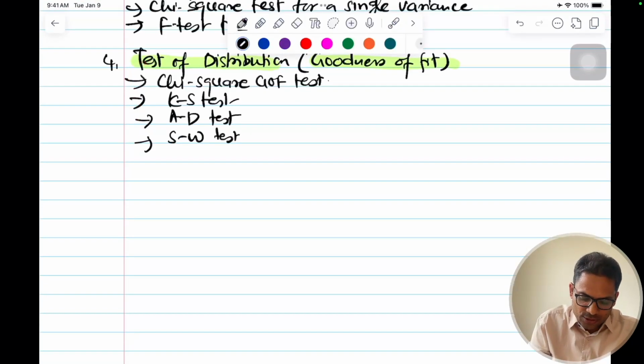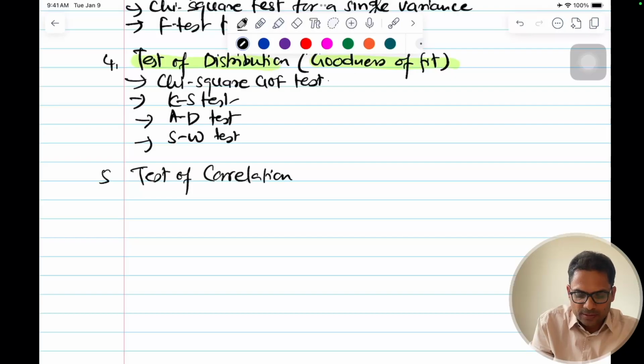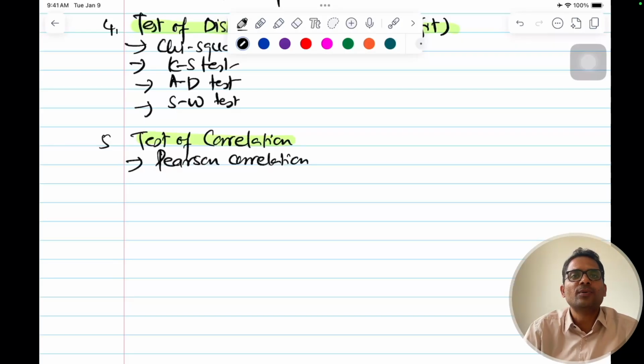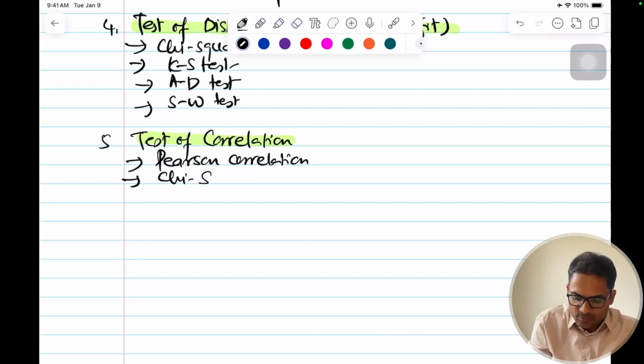Then you have test of correlation. Correlation, you know, right? We have done this in the last video also. Check that video. I'll put the link in the description. Correlation is like the Pearson correlation coefficient. Pearson correlation, that is there. And then also there's a chi-square test of independence. We can use that too. I'll discuss this also in other videos. Chi-square test of independence.